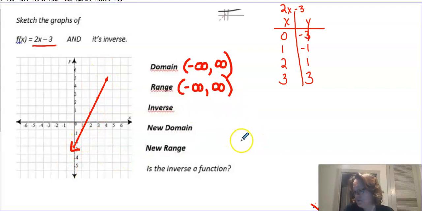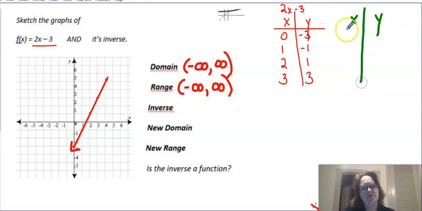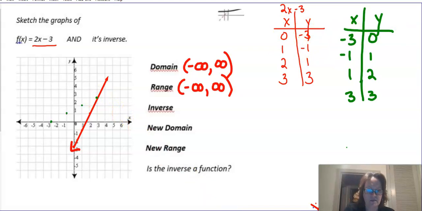Now, the inverse, because I haven't taught you how to find the inverse algebraically yet, I want to wait, and we're going to come back to this one later, but we will do the new domain and new range, and we will sketch the inverse. So if I did the inverse, then the x's would become the y's and vice versa. So really all I would need to do is just switch these numbers, negative where they would intersect.